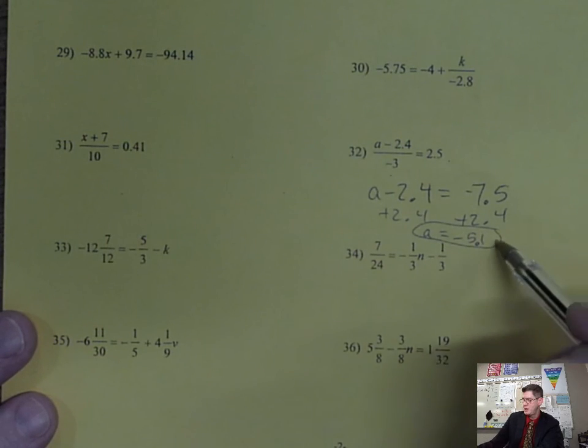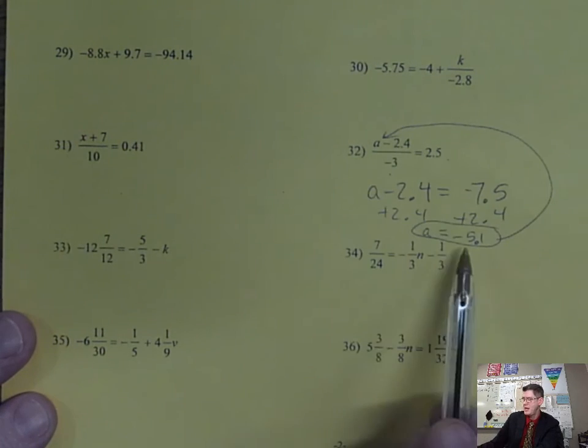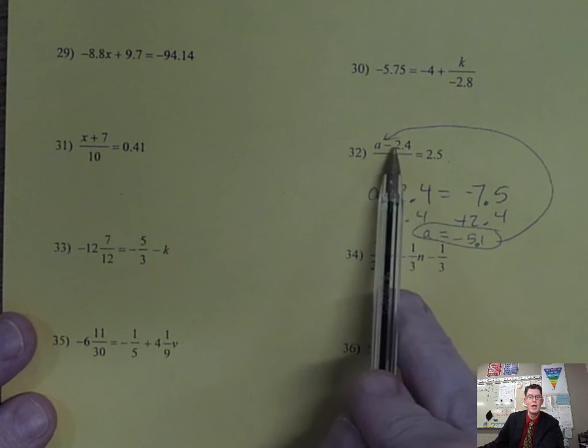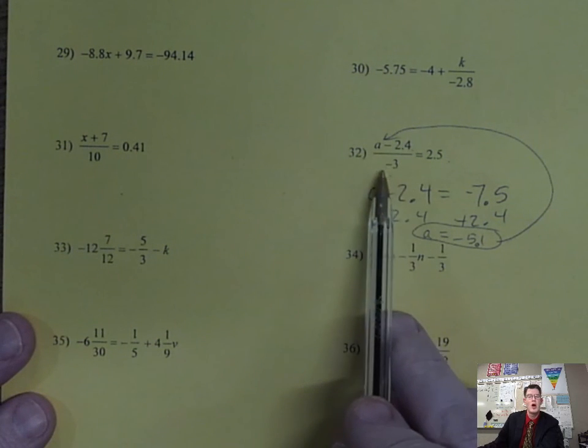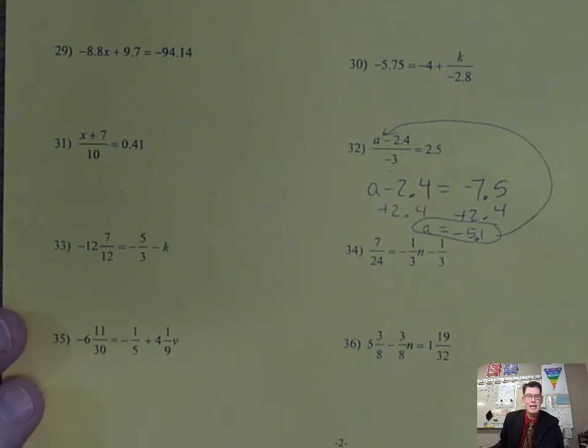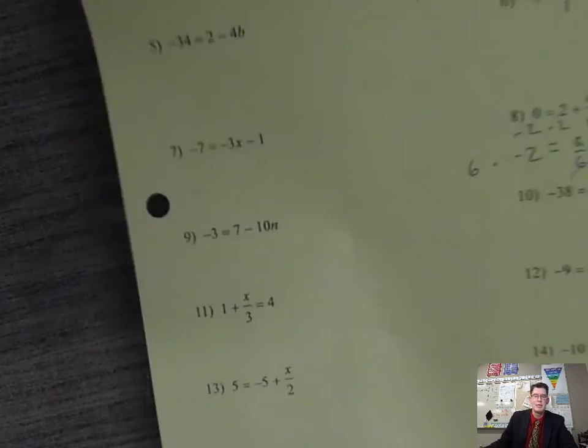And if you want to be sure, you can put that back in for a. -5.1 minus 2.4, all divided by -3. Does that give me 2.5? You'll find that it does. And there you have it, a couple examples from the assignment.